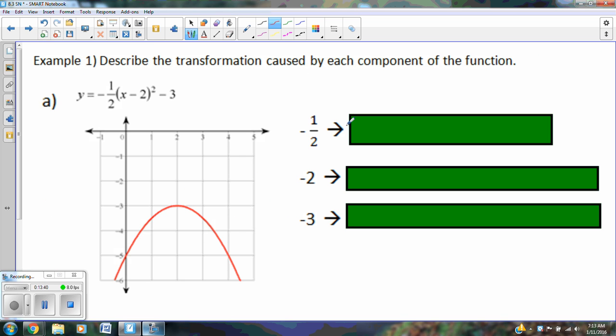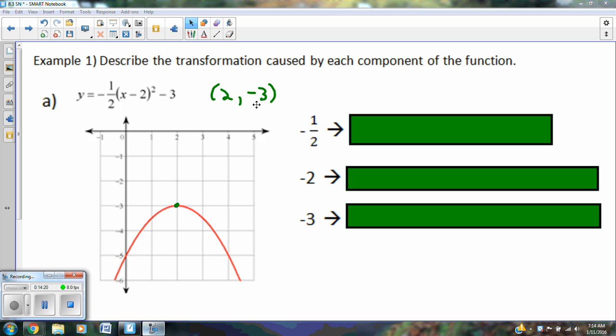So let's look at some examples here. Example 1, describe the transformation caused by each component of the function. Notice again, we've got a -2 and a -3. This is minus h, so h, part of our vertex, should be at 2, and adding on k. Well, we're adding on a -3, so 2, -3 should be our vertex. And is it? 1, 2, down 1, 2, 3. Yes, that is our vertex. So when it is like this, vertex form, minus h plus k, h and k are your vertex.